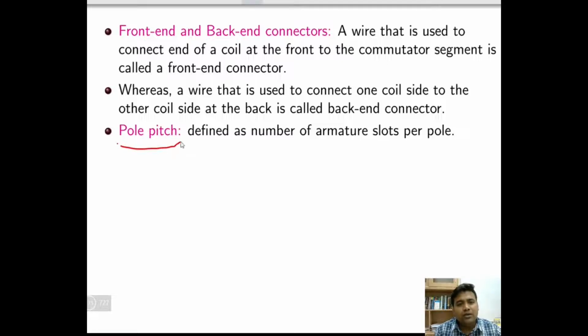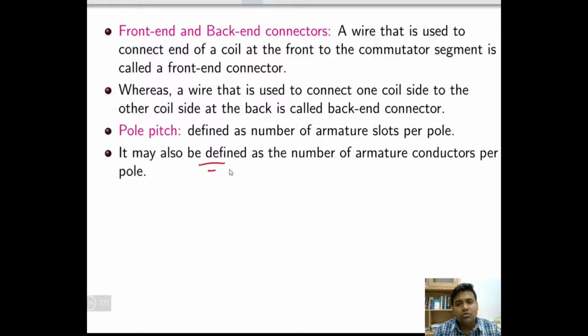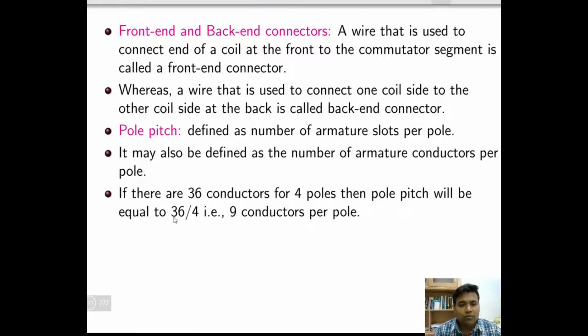Now this is a very important term, known as pole pitch. It is defined as the number of armature slots per pole. So how many slots are there under the effect of each pole, that is known as the pole pitch. It may also be defined as the number of armature conductors per pole, because the slots carry the conductors. So how many armature conductors are there under each pole, that is also the pole pitch. For example, if you take 36 conductors for 4 poles, then the pole pitch will be 36 by 4, that is 9 conductors under the effect of each pole.